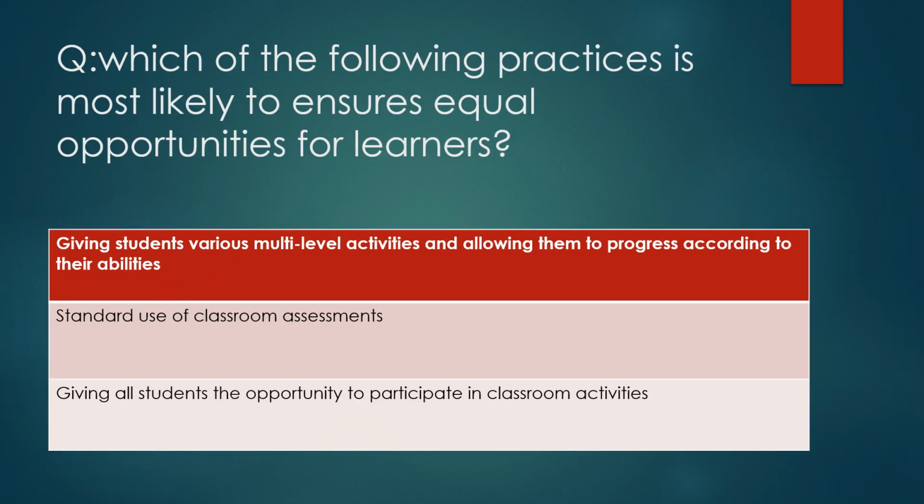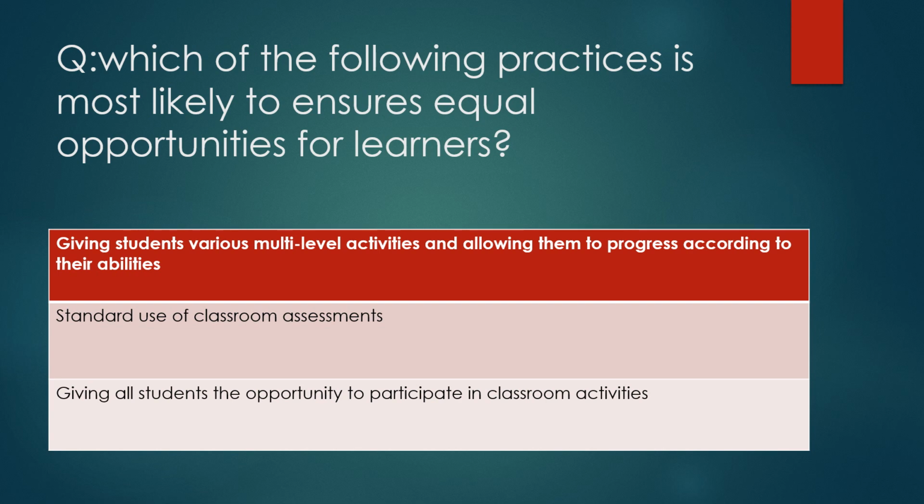Let's move on to our next question. Which of the following practices is most likely to ensure equal opportunities for students? So look at your options. Giving students various multi-level activities and allowing them to progress according to their abilities, or standard use of classroom assessments, or giving all students the opportunity to participate in classroom activities.